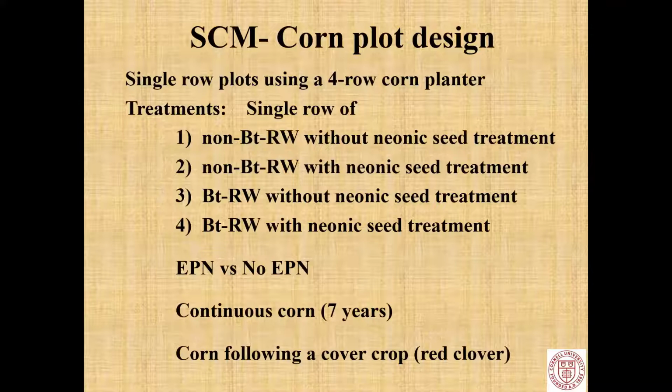So here's my design. They were basically single row plots using a 4-row corn planter. And so we had single rows of a non-BT without seed treatment, the same variety with seed treatment, BT rootworm without seed treatment, BT rootworm with seed treatment. And the purpose of the trial was also to see if we had effectiveness with our biocontrolled nematodes. And as I said before, we had two agricultural situations where we had continuous corn and we had corn following a cover crop. It was red clover.